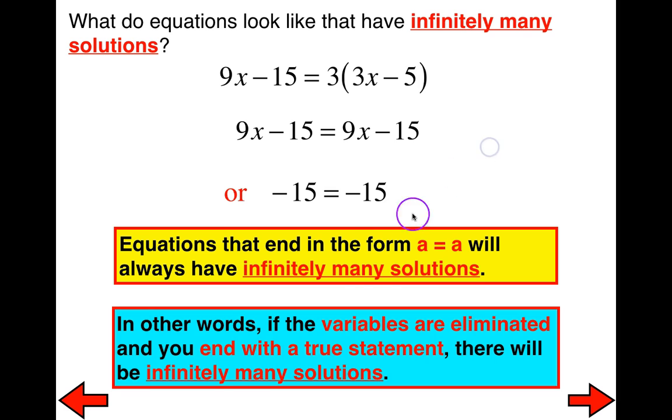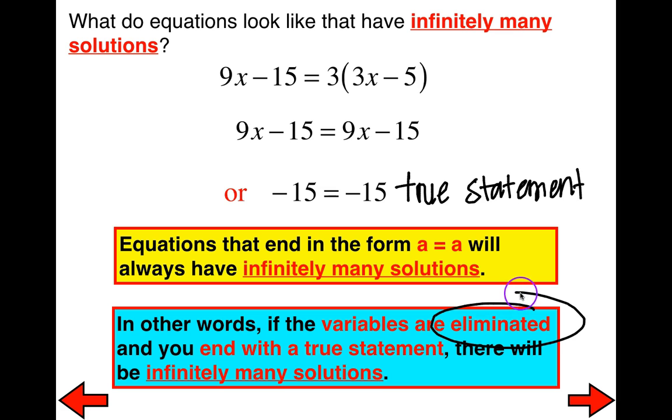So another way of thinking of it is when the variable gets eliminated, and the end is a true statement, such as this, then we know that there are infinitely many solutions. So there's two ways to think of it. You could think of it where the equation is in the form of a equals a, or you could think of it in terms of did you end up with a true statement? But this only occurs if our variables are eliminated, because if they're not eliminated, then we end up with one solution.